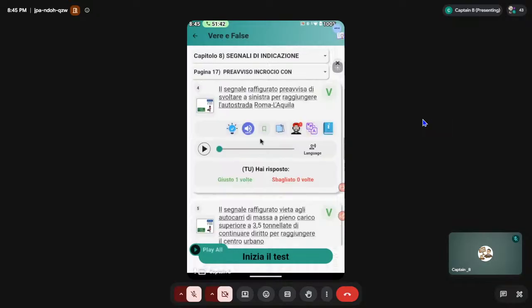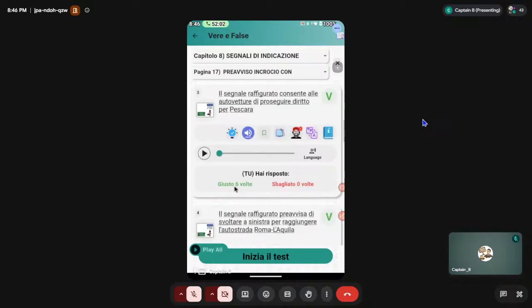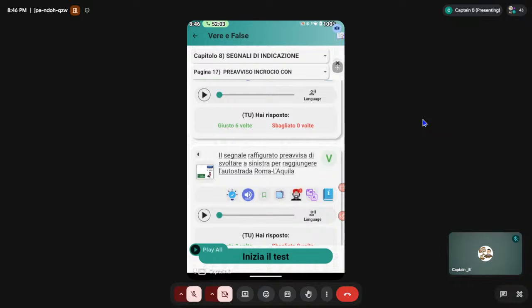Okay, guys. Know the meaning of vieta and proseguire and consente. Number 4, guys. Il segnale raffigurato preavvisa di svoltare a sinistra per raggiungere l'autostrada Roma-L'Aquila? Okay, they are together. I didn't even know. Roma-L'Aquila. I thought maybe just Roma. Now, he said this is referring to preavvisa, is announcing the svoltare. Svoltare here means turn. Turn to which side? Left, sinistra.